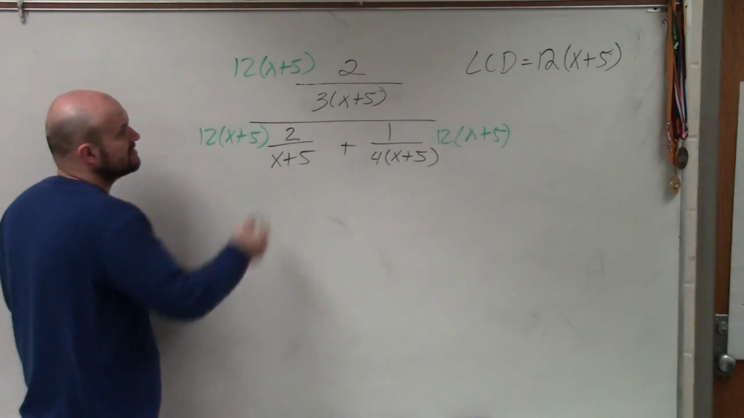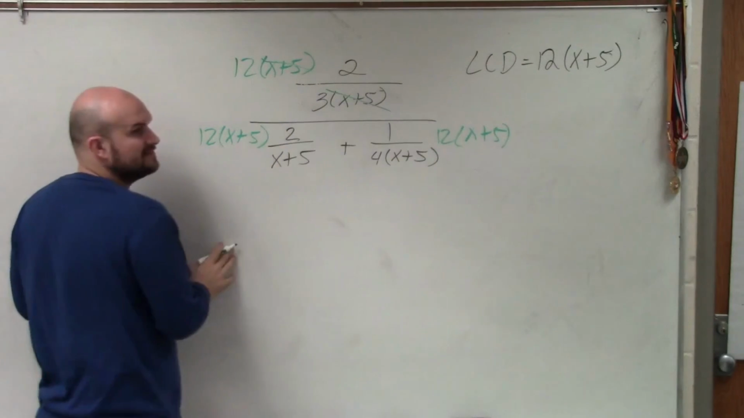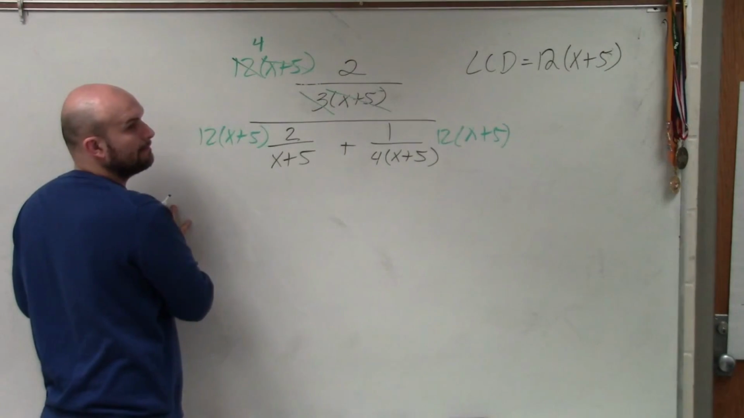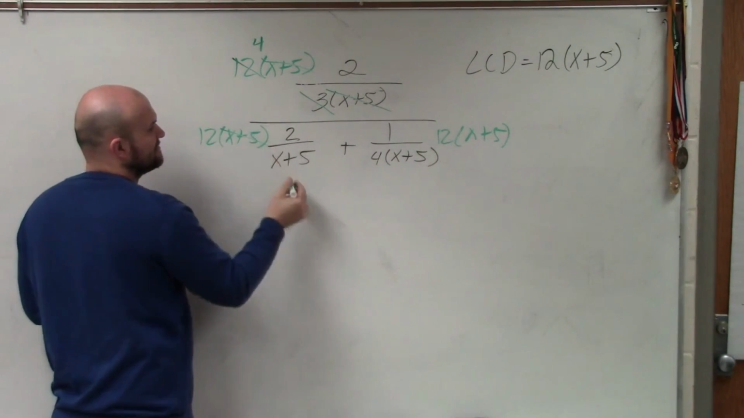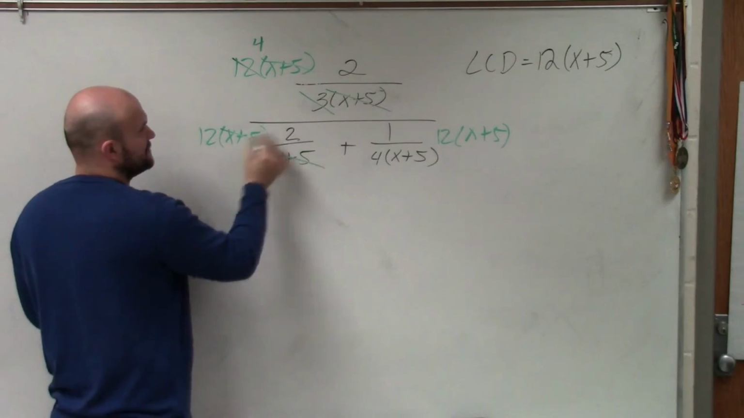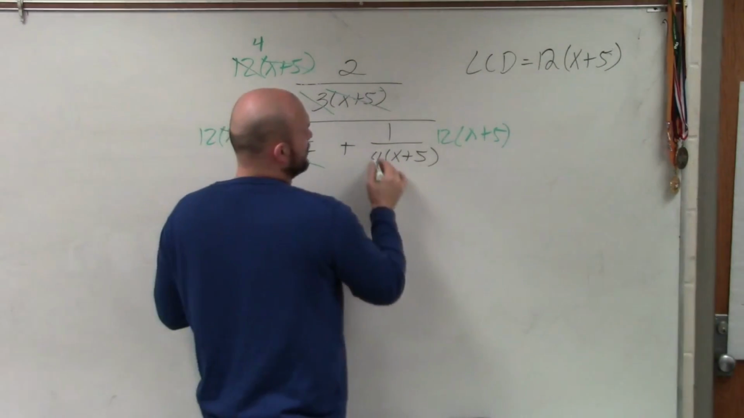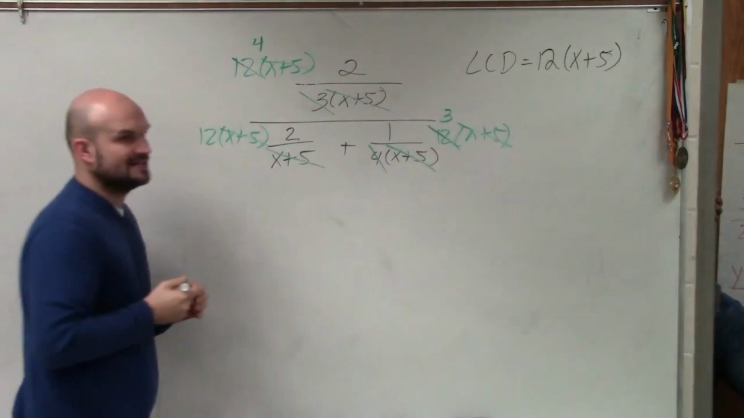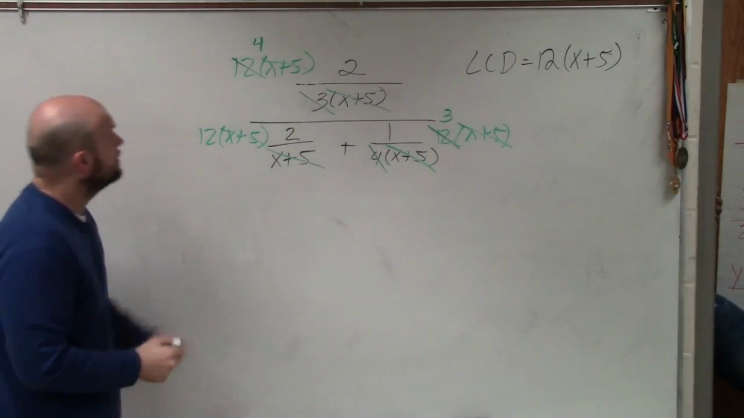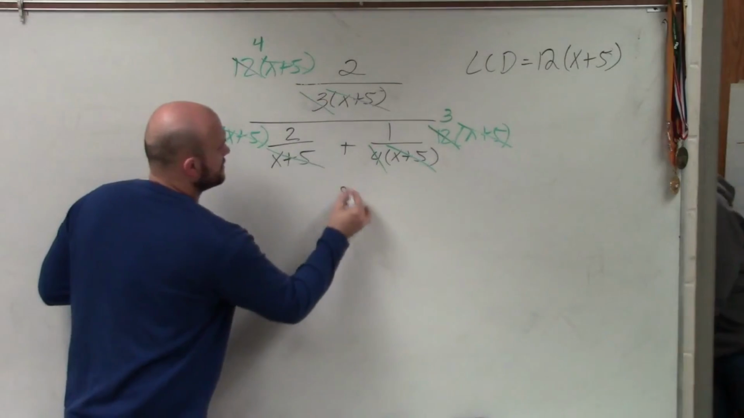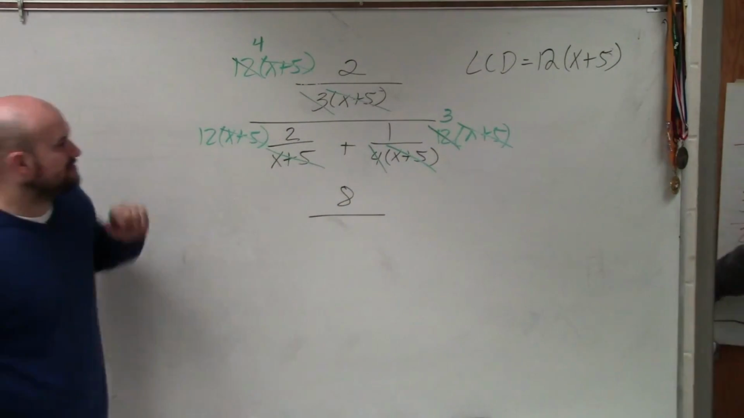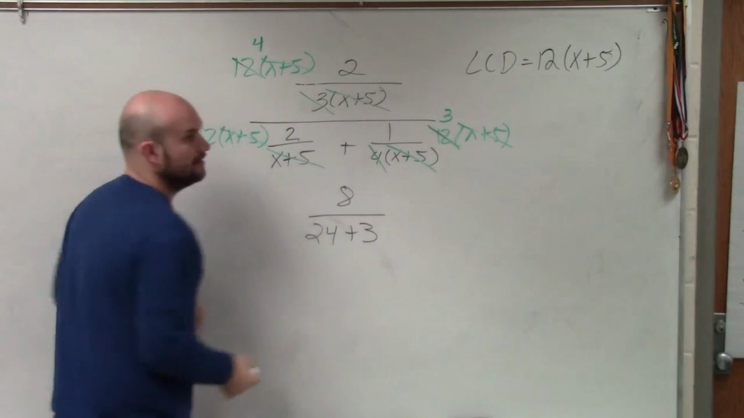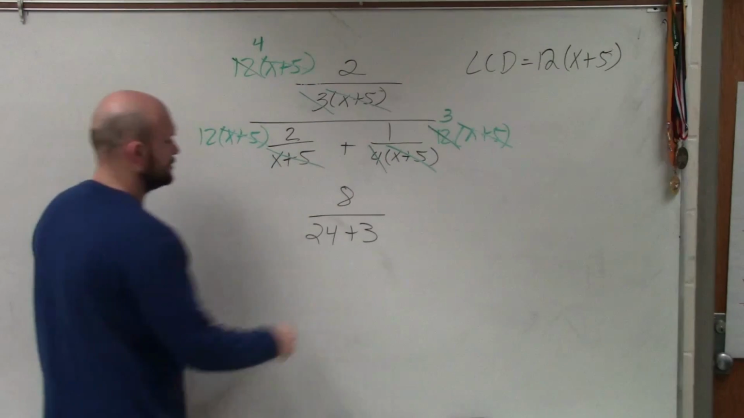Now, what I notice is x minus 5 and x minus 5 divides to 1. 12 divided by 3 divides to 4. Over here, x minus 5 divided by x plus 5, that gives you 24 over here. And here, 12 divided by 4 divides to 3. X plus 5 divided by x plus 5 divides out. So now what I'm left with is 4 times 2, which is 8, over 12 times 2 is 24. And this just becomes plus 3. Well, now can I add 24 and 3? Yeah, sure. Of course you can.